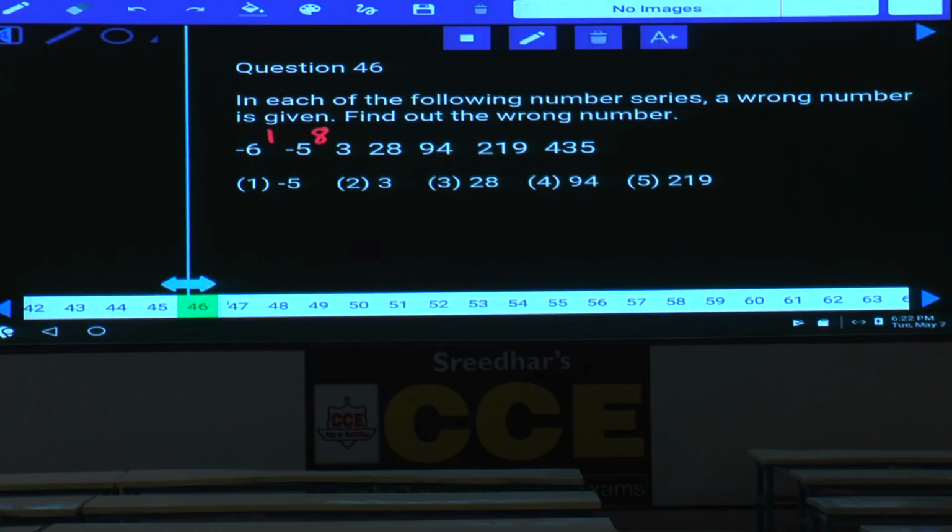Minus 8 or plus 8? Plus 8. Next one, 3 and 28? 3 and 28. 1, 8. What are these numbers, 1 and 8? Cubes. And 219 and 435.